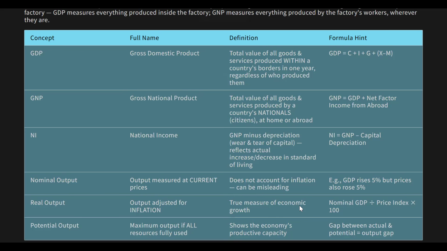And the last thing, potential output. That is what we expect our maximum output to be. If we use all of our resources, what's the most our output could be?